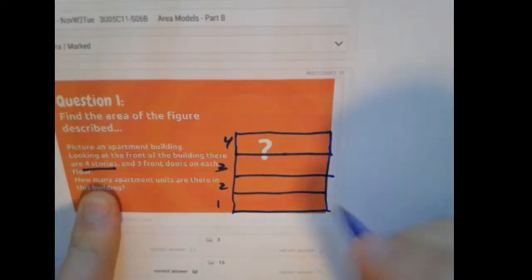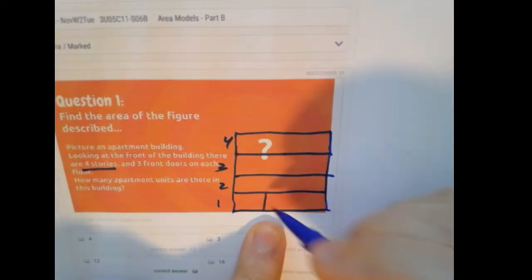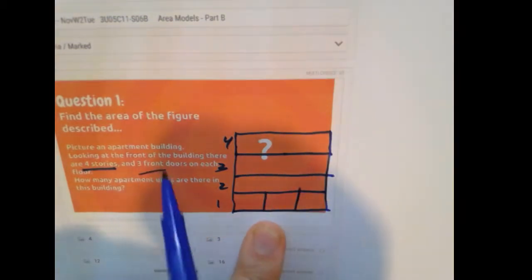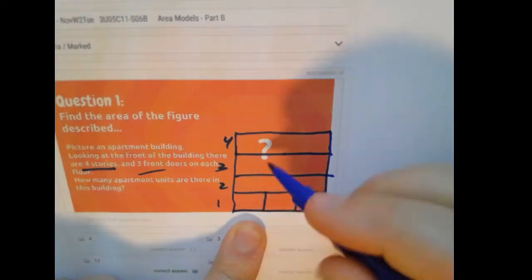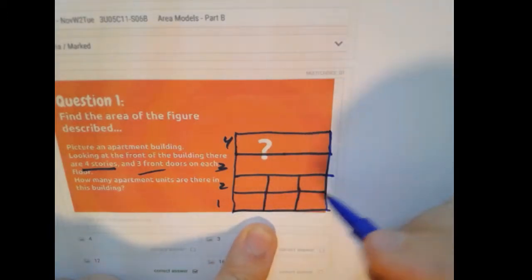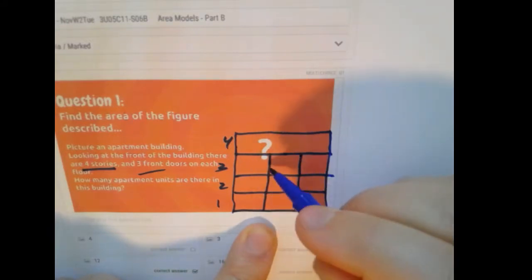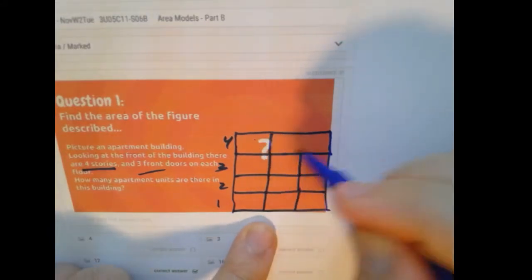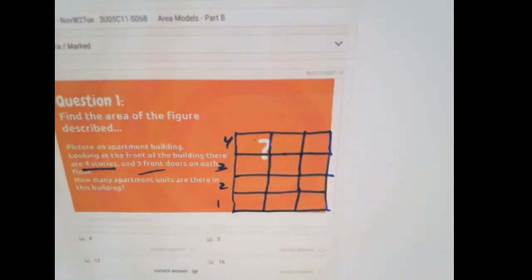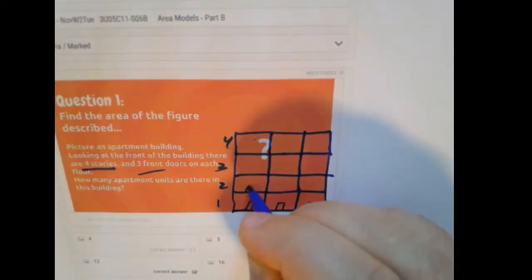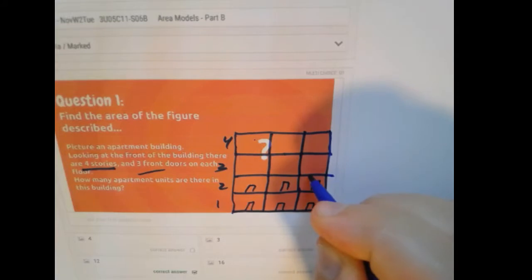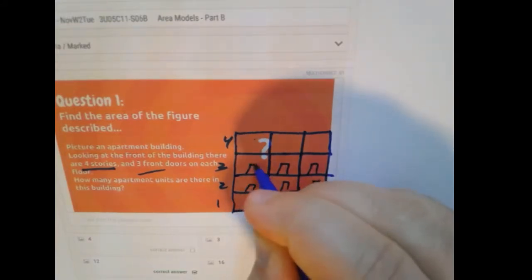And it says how many front doors are on each floor. So it would be like 3, right? So 3 people live on the 1st floor, another 3 live on the 2nd, another 3 on the 3rd, and another 3 people on the 4th. So that's what it's looking like. We can even draw little doors. And that's what we want to picture happening here.